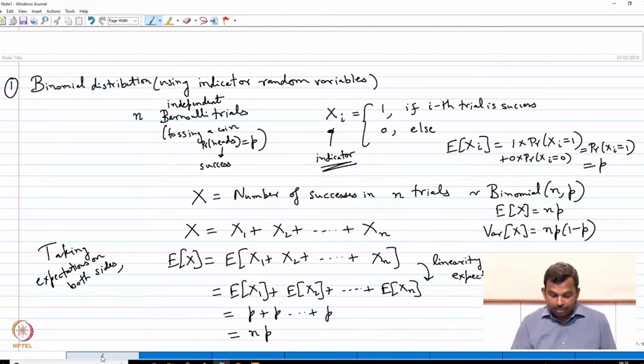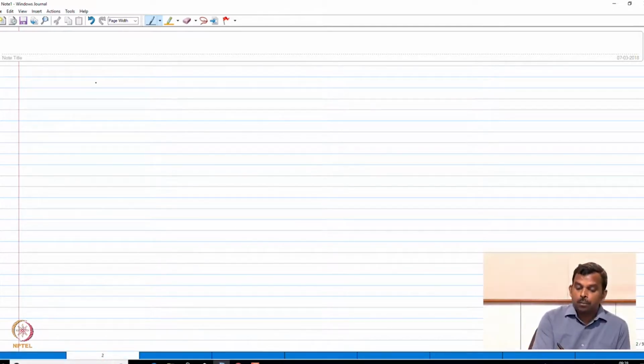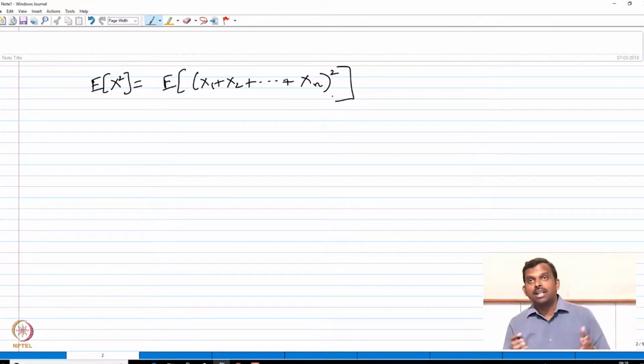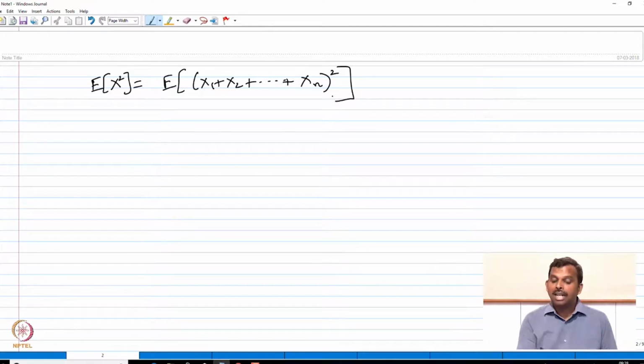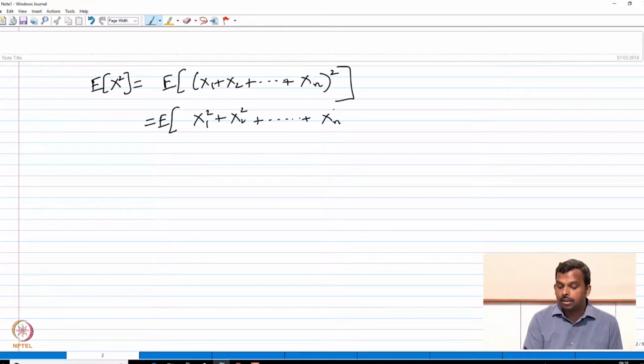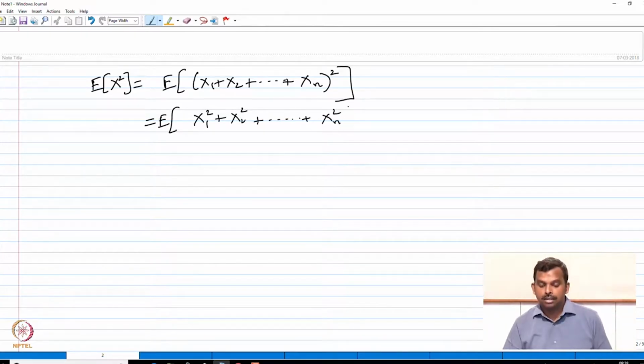So what about variance? For variance you have to do a little bit more work. If you want the expected value of x squared, you will get the expected value of (x1 plus x2 plus so on till xn) whole squared. Now squaring is not a linear operation. I can't distribute the expectation over the multiplication, but I can expand the squaring. So how do you expand it? You write it as x1 squared plus x2 squared plus so on till xn squared. You just multiply these terms out.